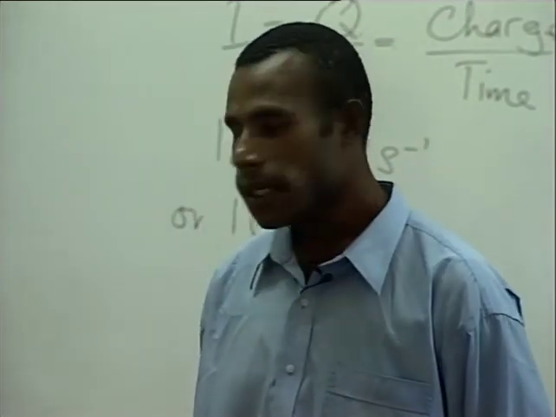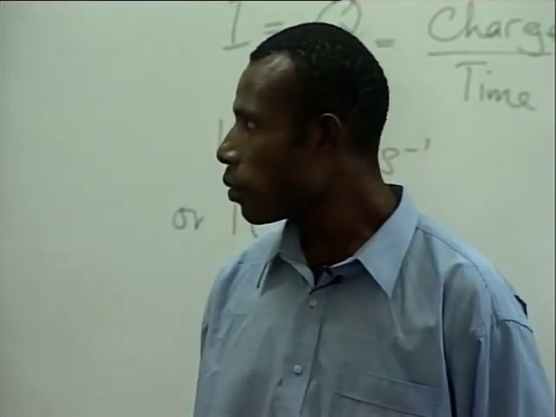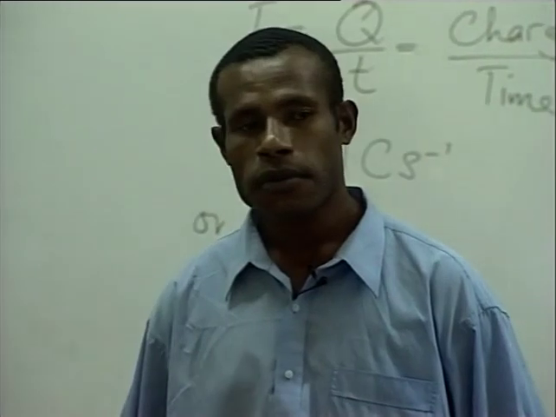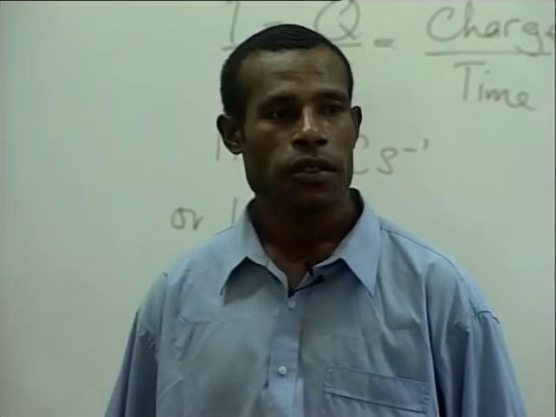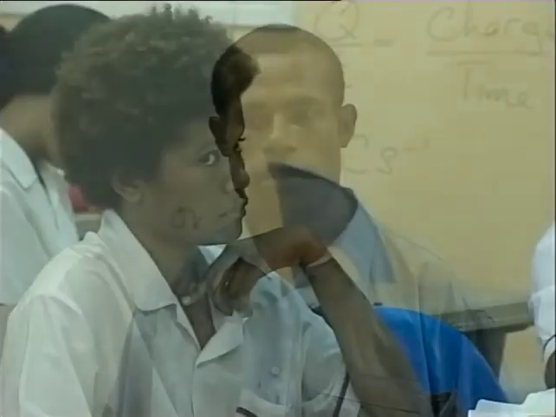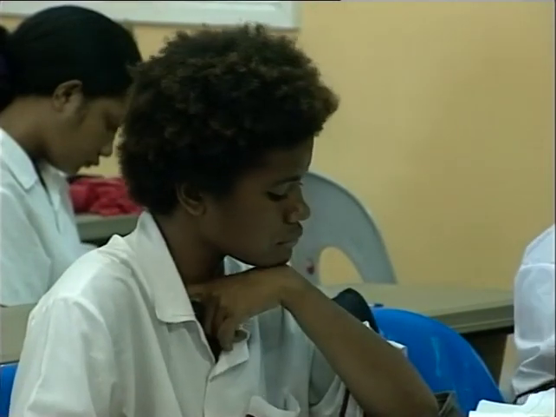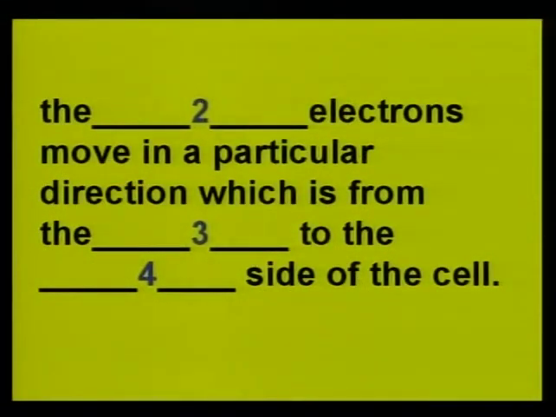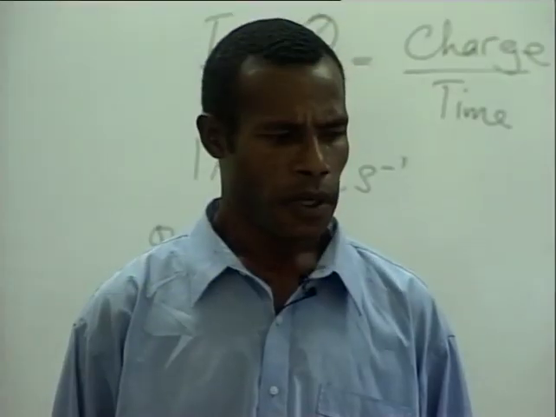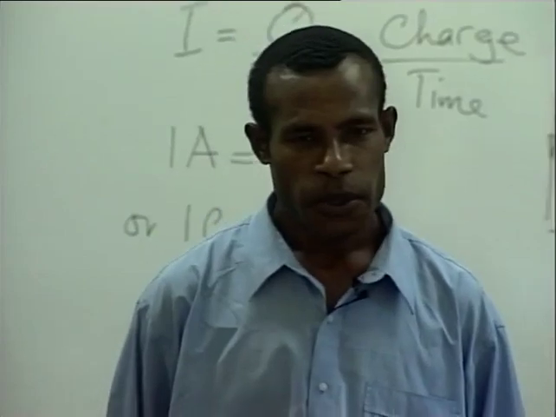All right, moving on to the second one, the missing spaces for 2, 3, and 4. Charged electrons. Any other words that may come in there? You can have it as charged electrons, but this time we have free electrons, which move in a particular direction, from the negative terminal to the positive.